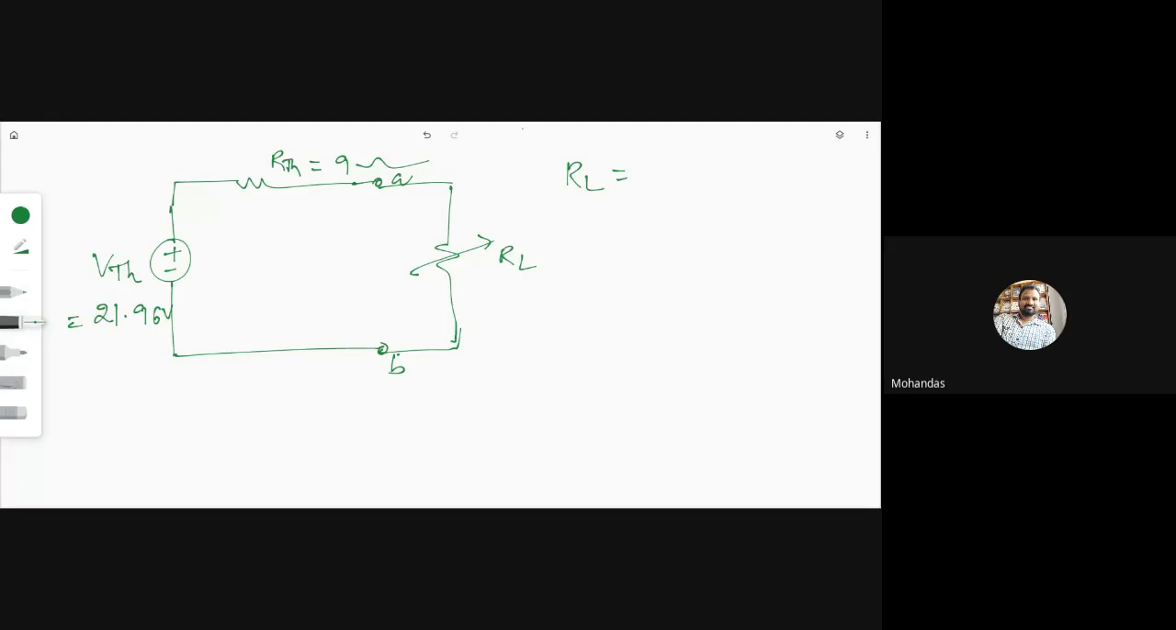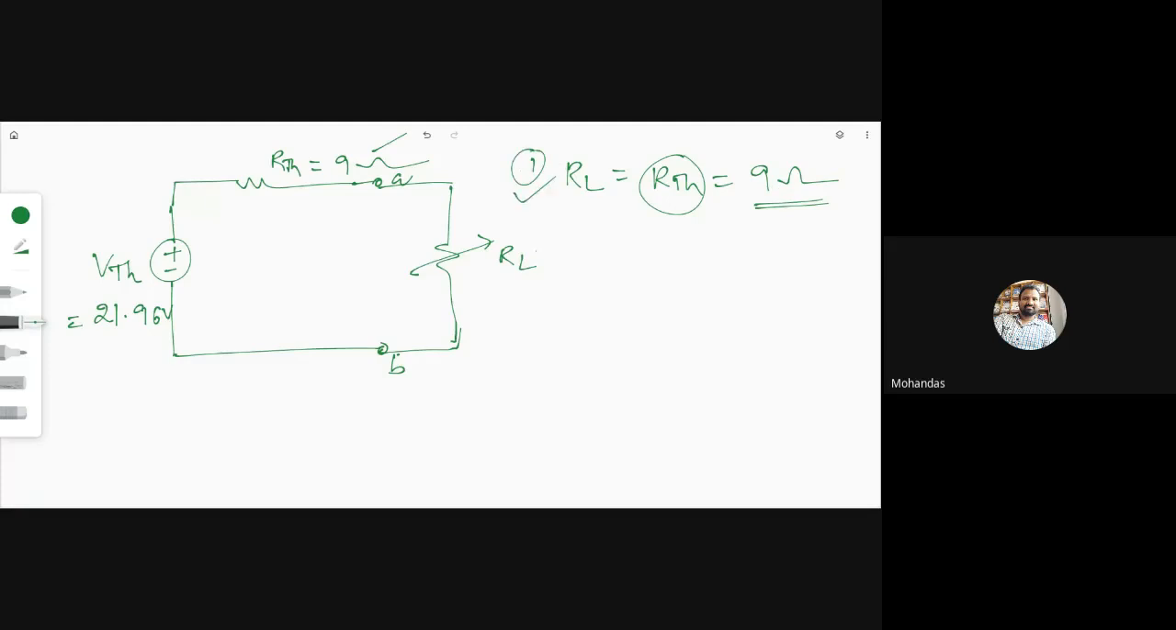We completed the problem, right? Then what is the value of RL? So what is the value of RL? 9. Very good. Just now we have discussed RL equal to RThevenin, right? What is the RThevenin we have got? 9 ohm resistor. So that is the first problem we have completed.